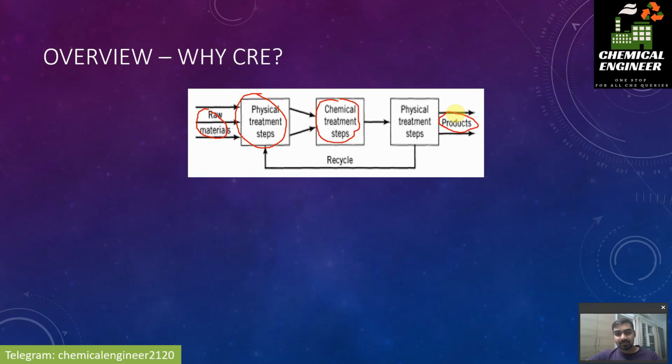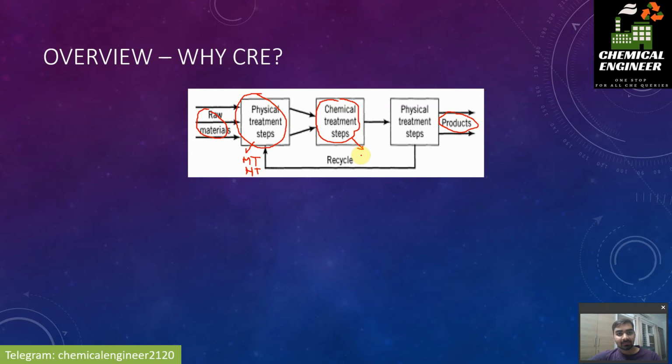These physical treatments are covered in unit operations in chemical engineering. Here in physical treatment, it will include mass transfer, heat transfer, and thermodynamics. All those things are included in physical treatment. Second step, that is chemical treatment. Here we include reactions, like conversion of raw material to product is done in this chemical treatment step.